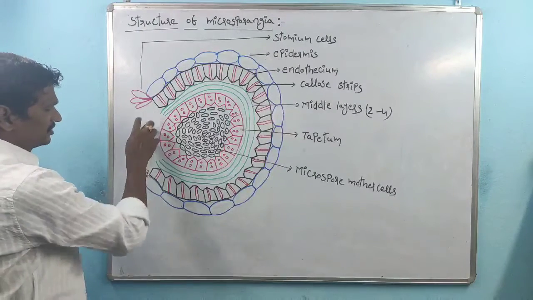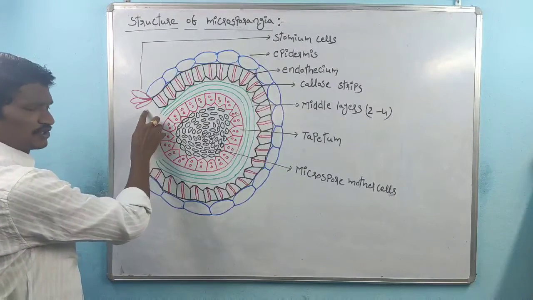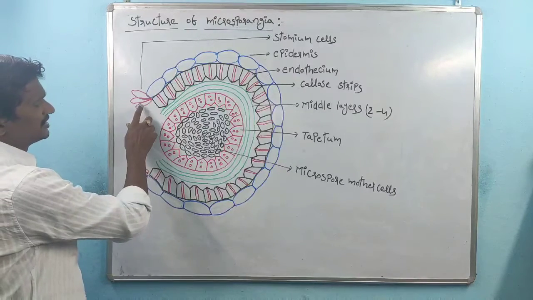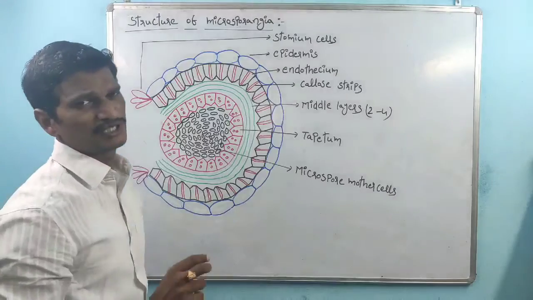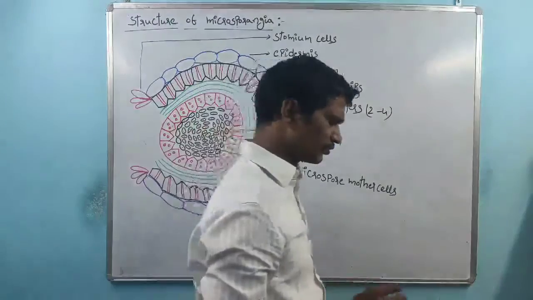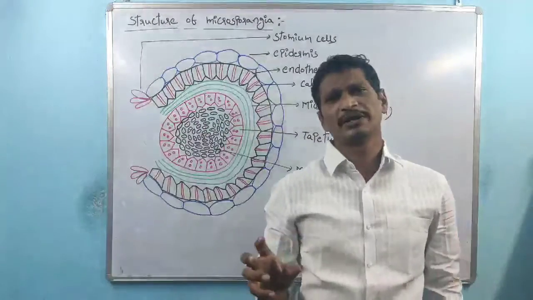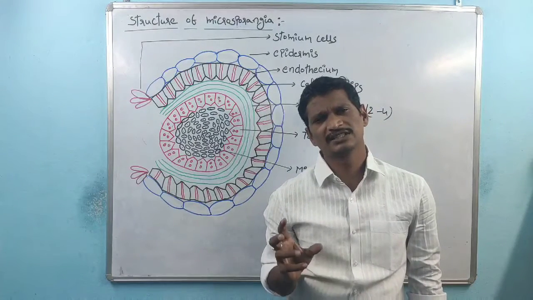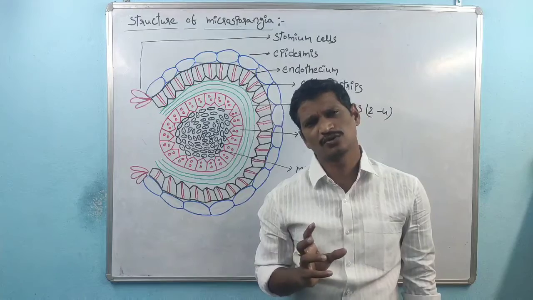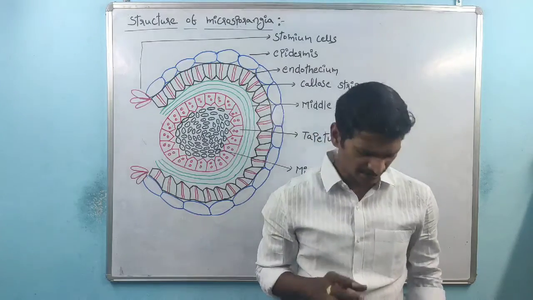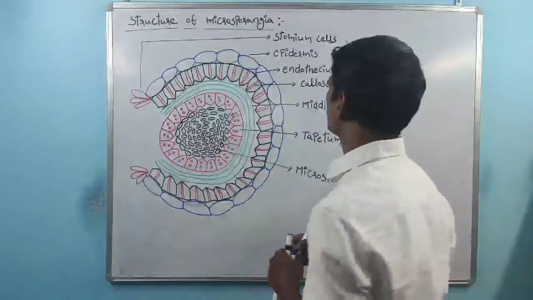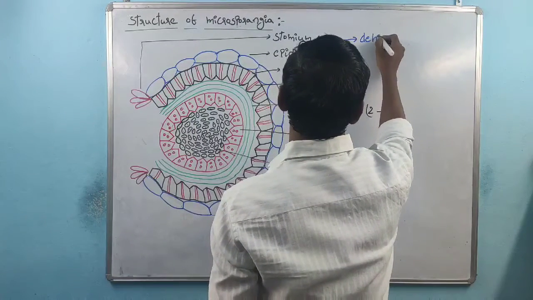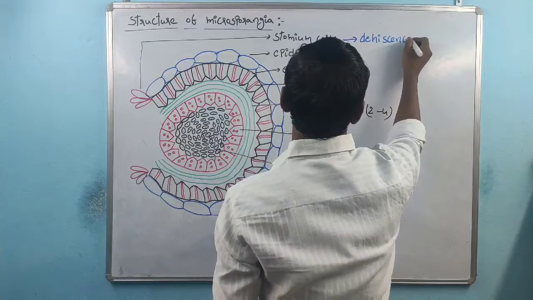At some regions, these are special cells or special tissue. These cells are called stomium cells. Within the microsporangia, at some regions, cells with a very thin cell wall are present. These are called stomium cells. These stomium cells are involved in the dehiscence process.